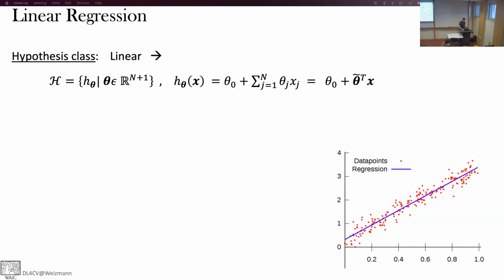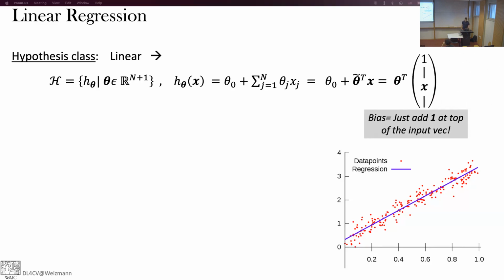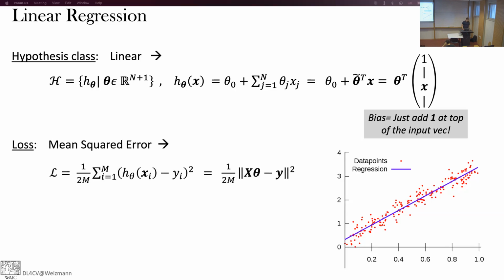But it's going to be easier if we do this nice trick. Instead of adding this theta 0 all the time, I'm just multiplying theta. This is just a dot product between theta and an input vector, but I'm going to add this 1 at the beginning. You can calculate this and see that it's like adding the theta 0 before. So basically this is the linear hypothesis class, just multiplying our vector by a vector of n plus 1 parameters.